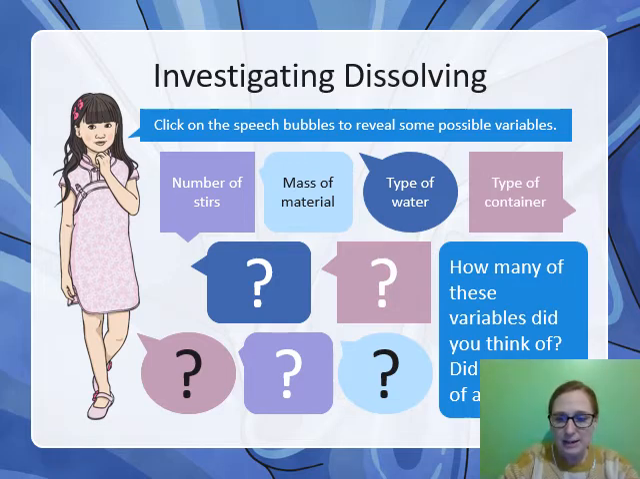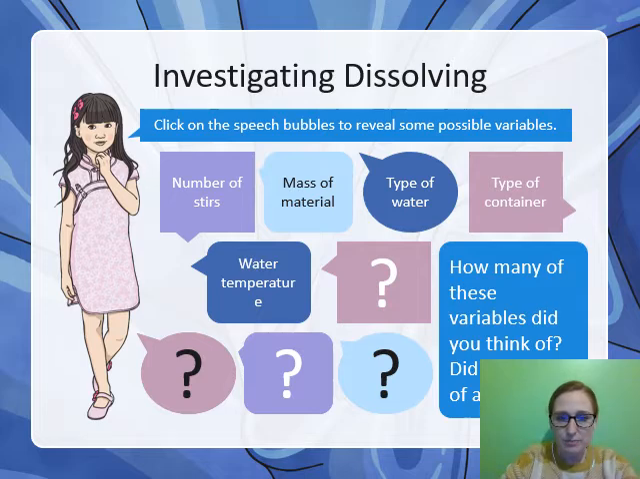The type of container. If you can't find 2 cups exactly the same, you could have 1 glass and 1 ceramic cup and see if it makes any difference. In that case, you'd still need the same amount of water and the same number of spoonfuls, and you'd still need to stir in exactly the same way.